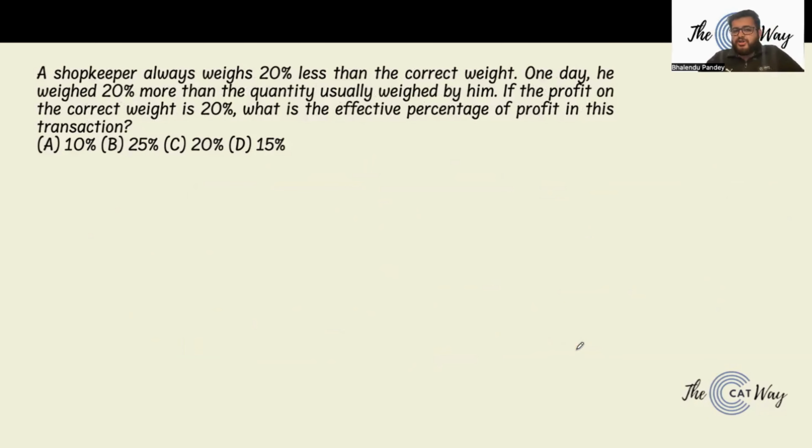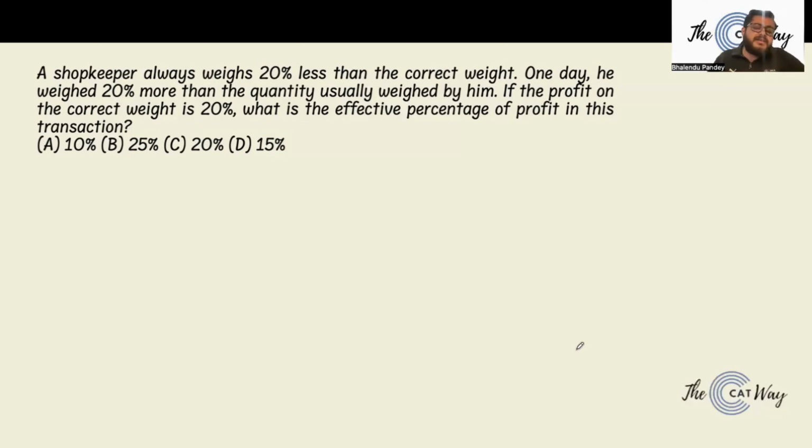Next question. So a shopkeeper always weighs 20% less than the correct weight. Okay. One day he weighed 20% more than the quantity usually weighed by him. If the profit on the correct weight is 20%, what is the effective percentage of profit in this transaction?